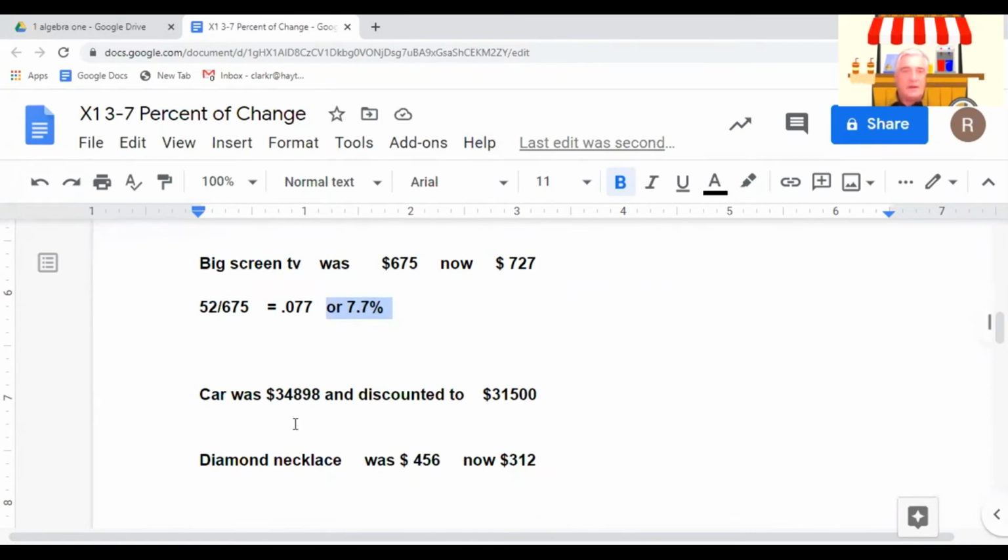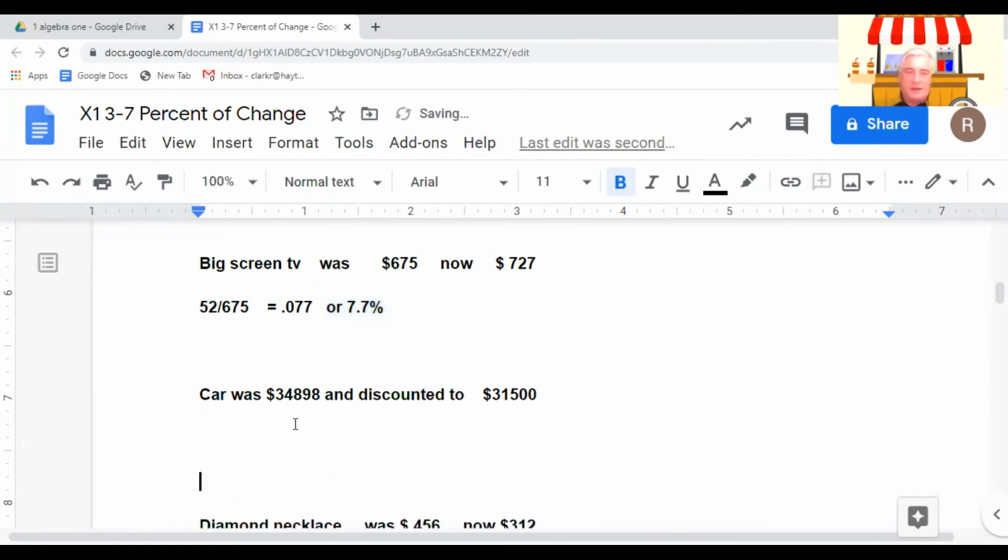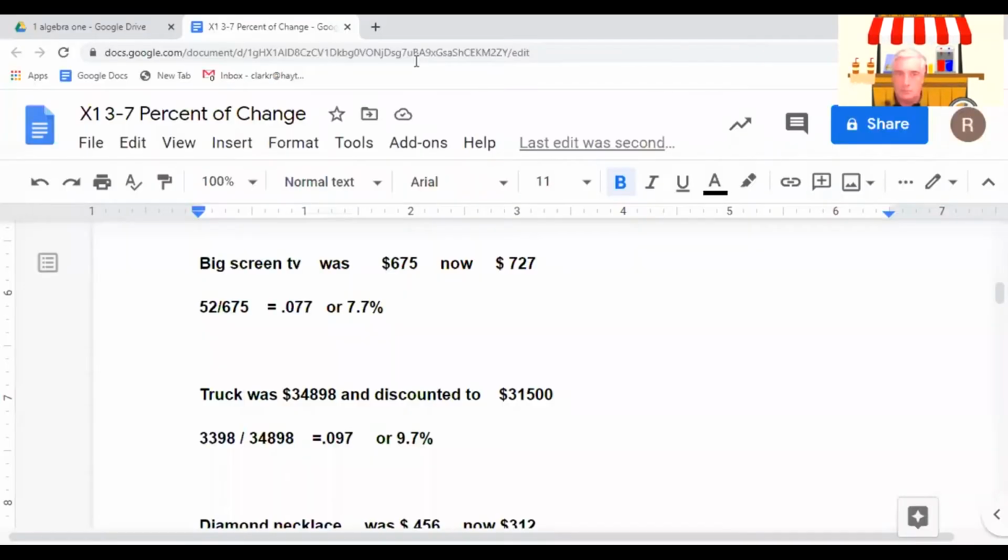Now take a look at my next example. I got it off TV last night. That crazy car dealer down in Paragould, he has a truck. It's $34,898, and he's discounted it to $31,500. Let's find out what his discount is. Now that truck was $34,898. He's selling it this week only for $31,500.